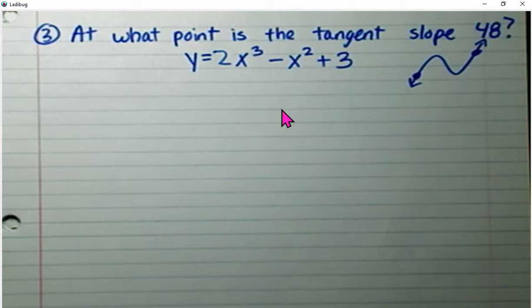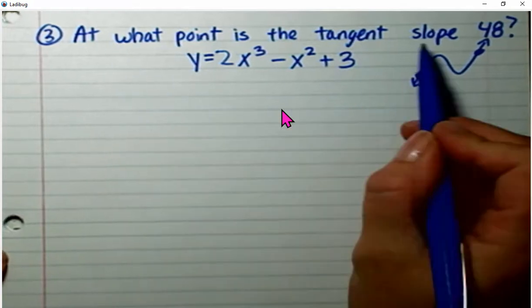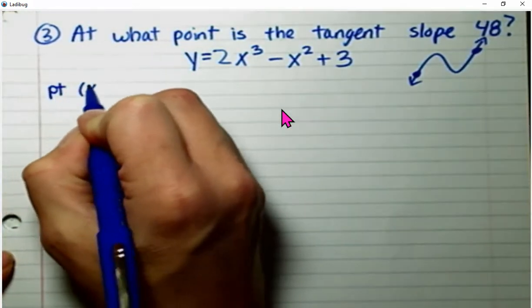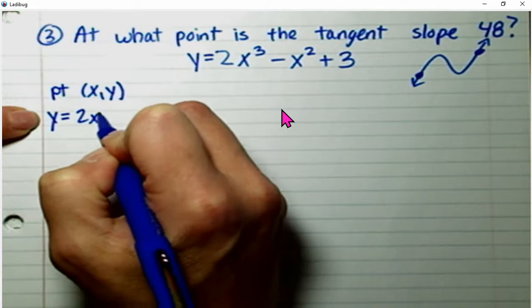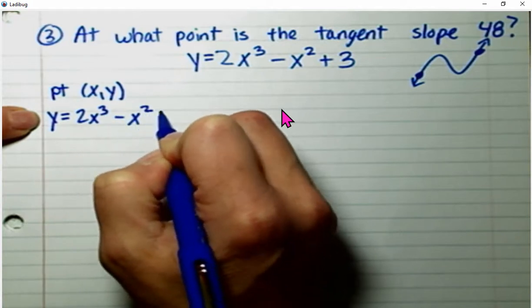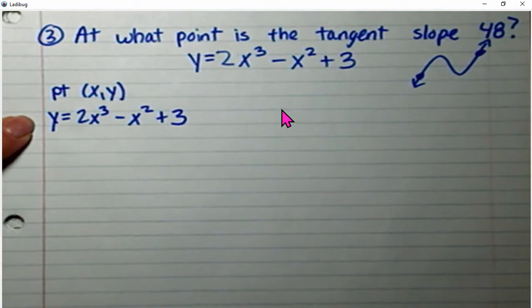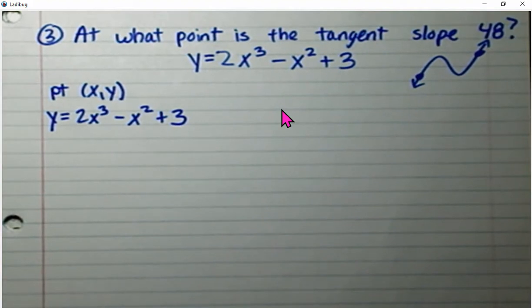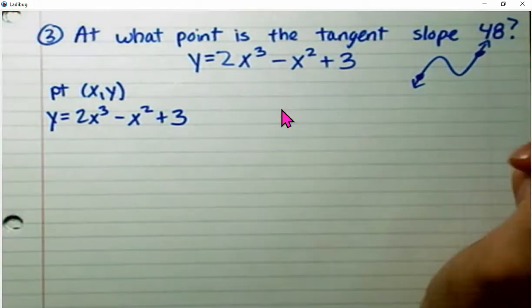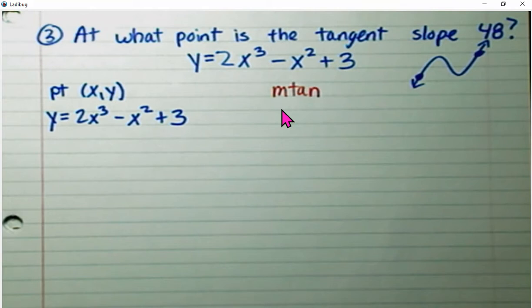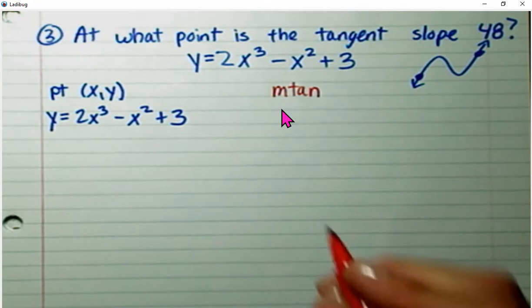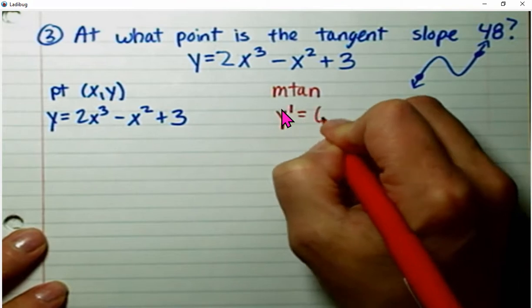Okay, so we have 2 columns, right? Because we're talking about tangent slopes, and we're talking about points. So we have a column for points on the graph. And underneath of this, I'm going to write 2x cubed minus x squared plus 3. Because the original, that's the thing that points on the graph come from. And then I'm going to switch colors. And I'm going to have a column for tangent slope information. Tangent slopes come from the derivative.